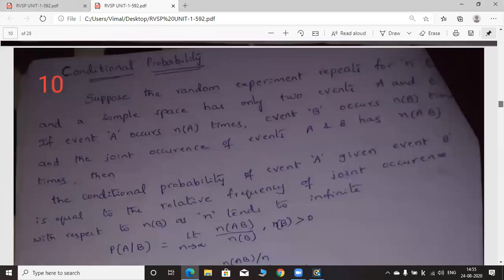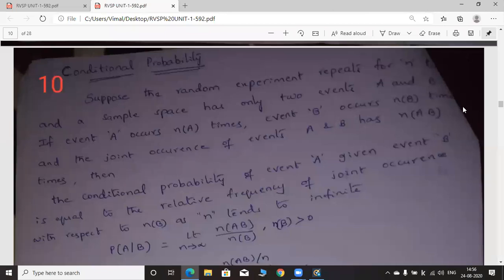How can we get these formulas? The procedure is explained here. How can we calculate the conditional probability? Suppose the random experiment repeats n times and the sample space has only two events, capital A and capital B. If event A occurs n of A times, event B occurs n of B times, and the joint occurrence of events A and B is n of AB times. Joint occurrence means we have to consider both the events A and B.